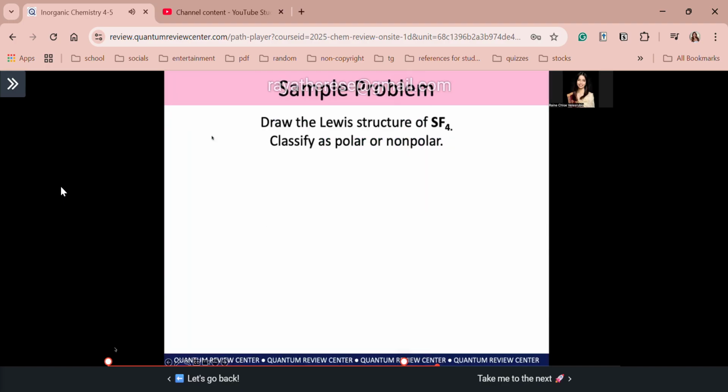Now, another sample problem. Please pause the video first. Okay, let's answer. Draw the Lewis structure of sulfur tetrafluoride. Classify as polar or non-polar. Guys, di ko na ito isa-isahin, okay? So this is the Lewis structure of SF4. And this is its 3D geometry.